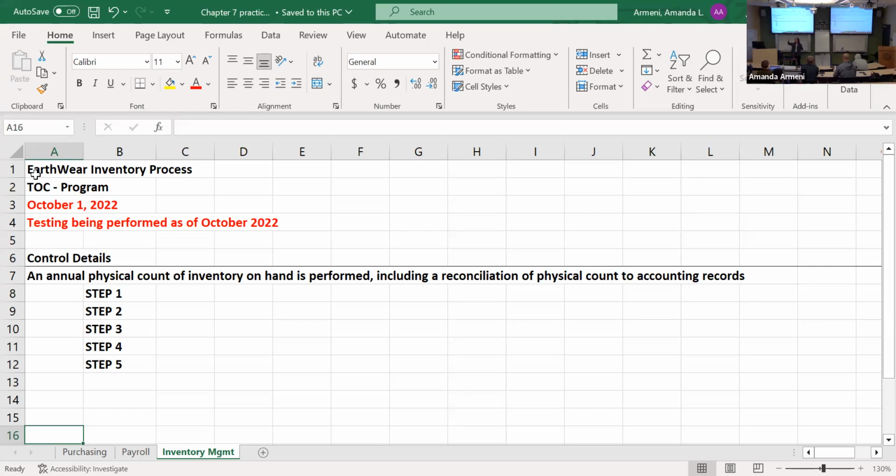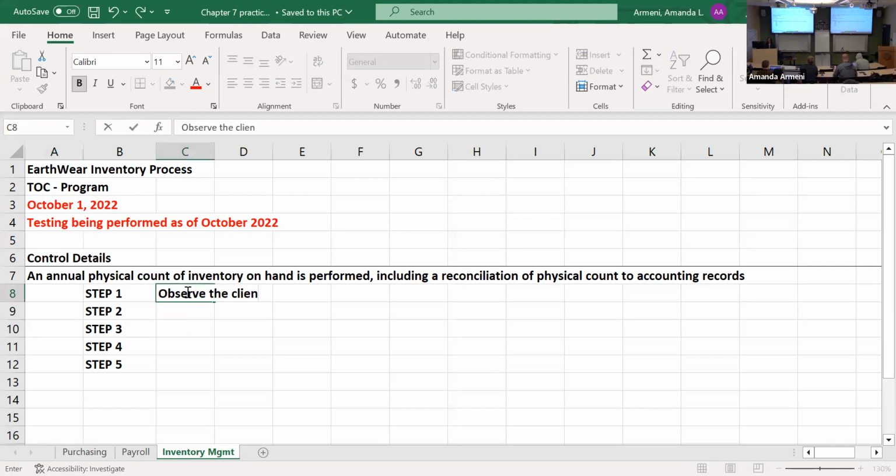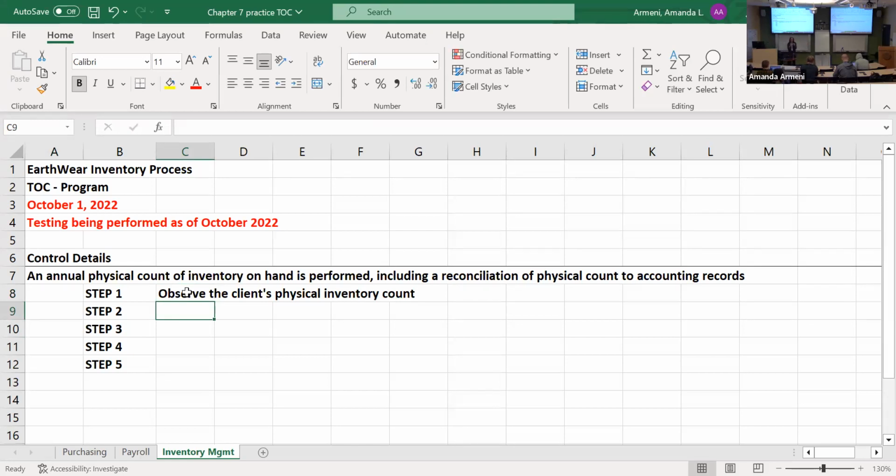What do you do? Absolutely. Observe the client's physical inventory count. We make sure we have in our calendars, when do they do their physical inventory count? Not all of them do it right at the end of the year. Some of them may do it like in November, and then they do what's called a roll forward from the time they do the count to the end of the year to make sure that the inventory is still accurately being recorded, okay?